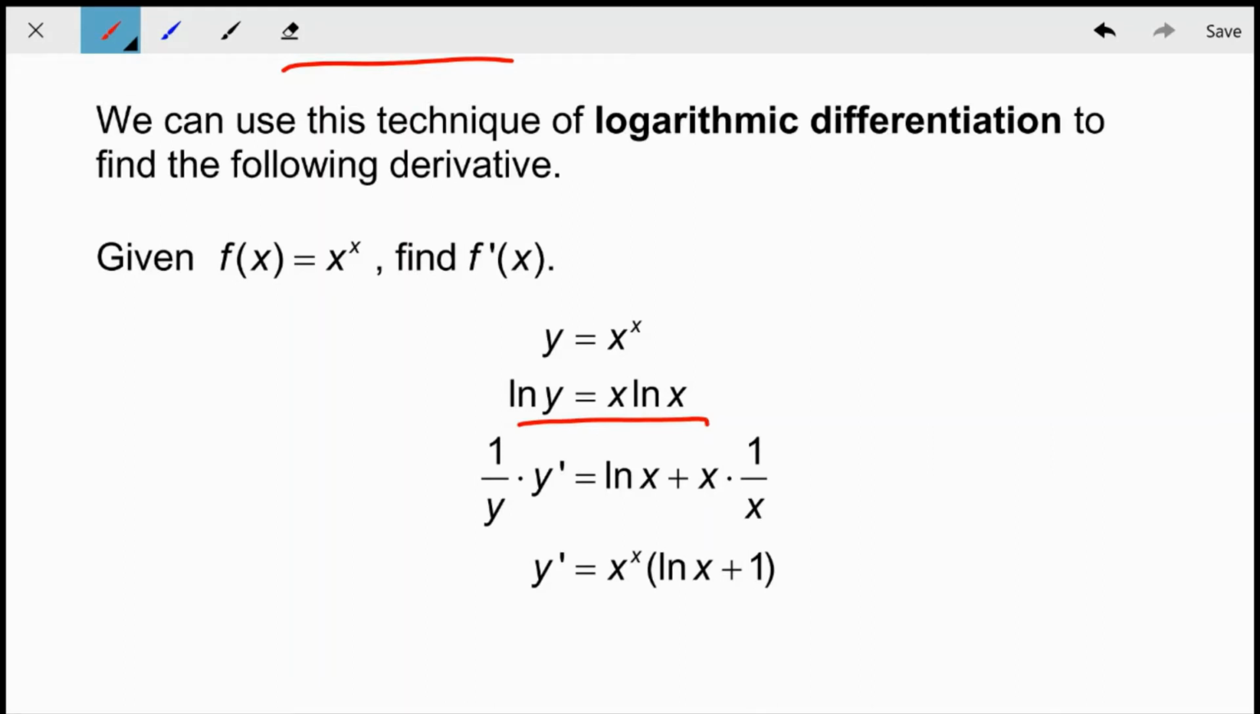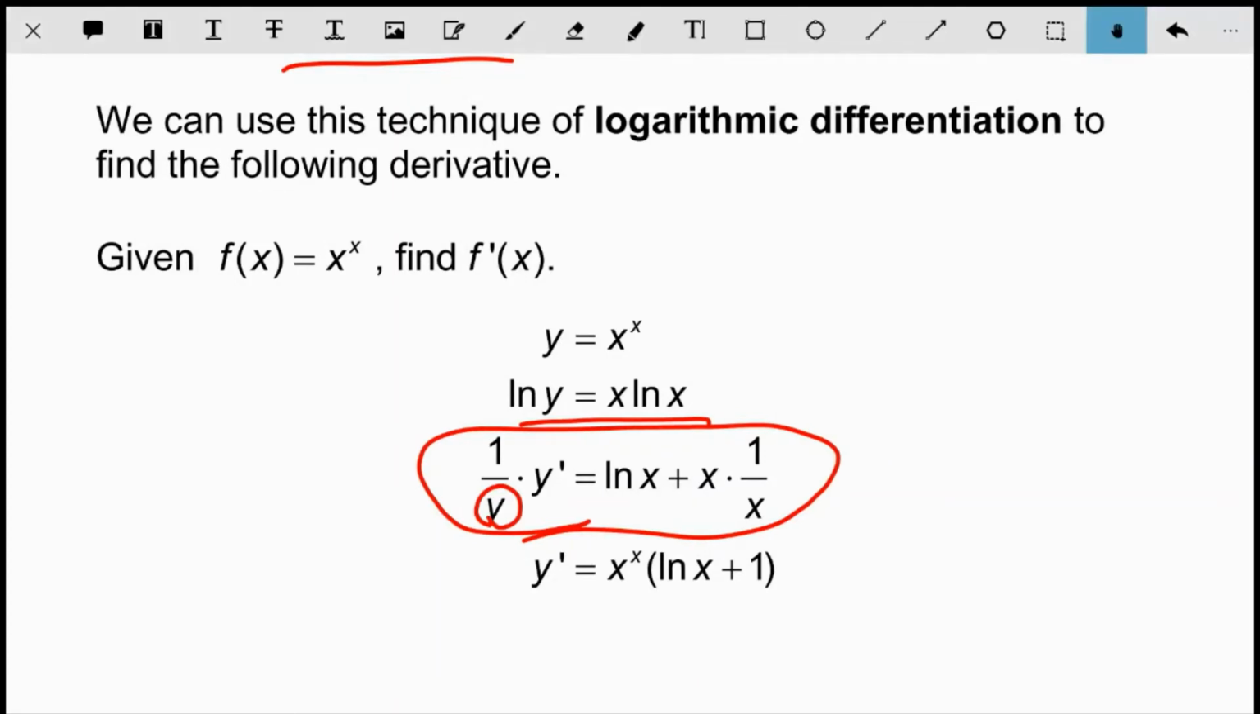When you get to this step, you would solve for y prime or dy dx, and then your x to the x just came from this y right here. When you multiply it over to the other side, remember y was equal to x to the x. So now we've created a derivative rule for x to the x. Like I said, we can do that in a lot of cases to create new derivative rules.